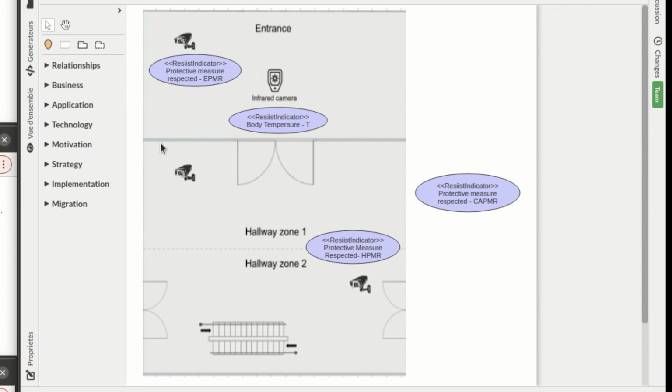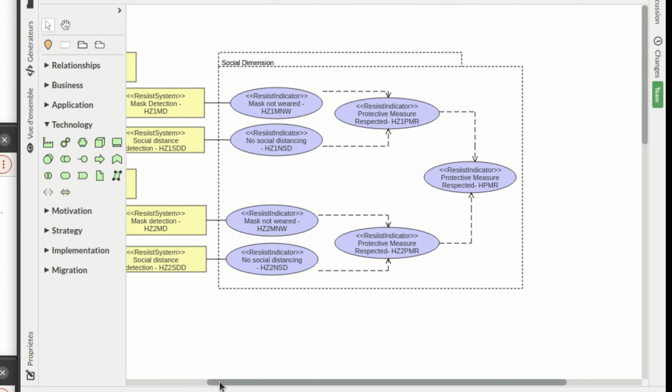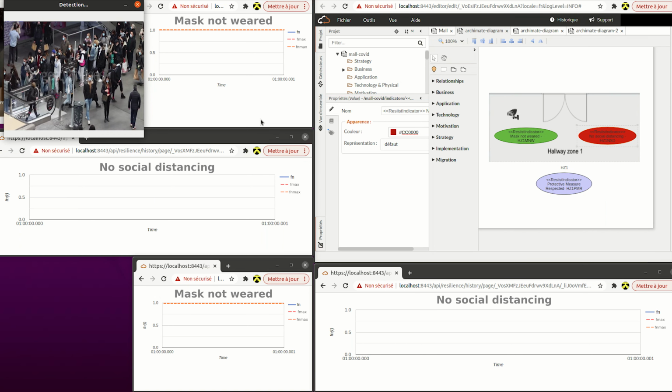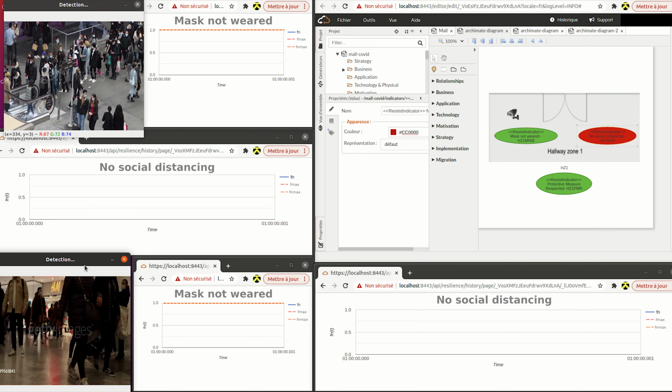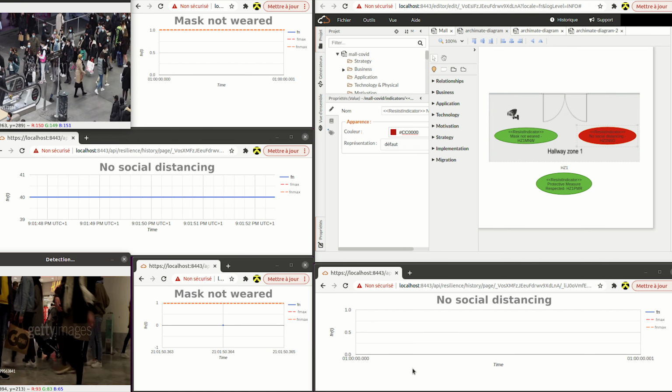The last zone is the hallway, with two zones and exactly the same indicators as the other ones. For the first zone, there are HZ1MNW and HZ1NSD. The aggregation is again the same as introduced previously to obtain HZ1PMR. There is also again a conceptual view. It is exactly the same for the second zone. Finally, the charts on the left show the camera data evolutions. The 2D view on the right displays the indicators and the resilience evolutions.